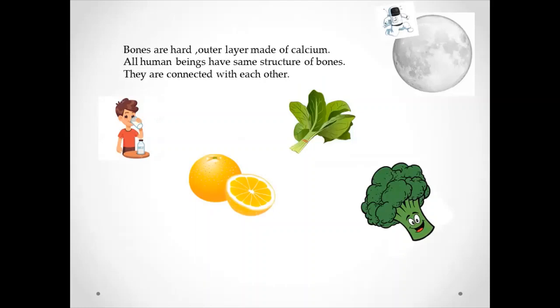Let us learn more about bones and skeleton. Bones are a hard outer layer made of calcium. All human beings have the same structure of bone. All bones are connected with one another. If you want to have strong bones, you must take enough calcium. And how will you get this calcium? By taking milk, orange, spinach, broccoli, and many other green vegetables. Other products like almonds and fish are also a rich source of calcium.